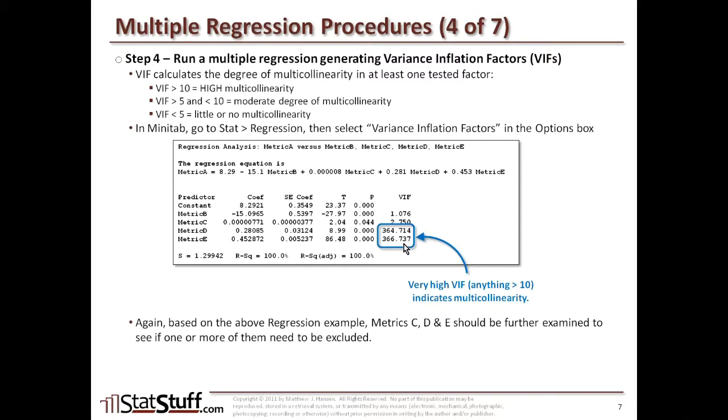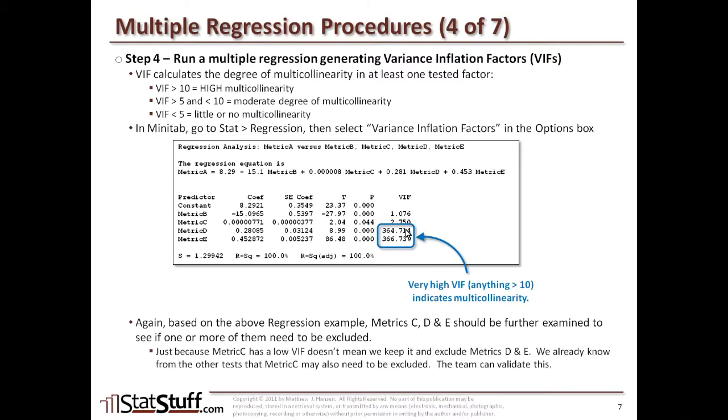So based on this, you'll notice that metric C is very low in its VIF. But even though it has a very low VIF, that does not mean we need to keep it and exclude metrics D and E. It simply is the first one that was calculated in this list, where it didn't find any relationship with what was calculated up to that point, which would have been metric B.